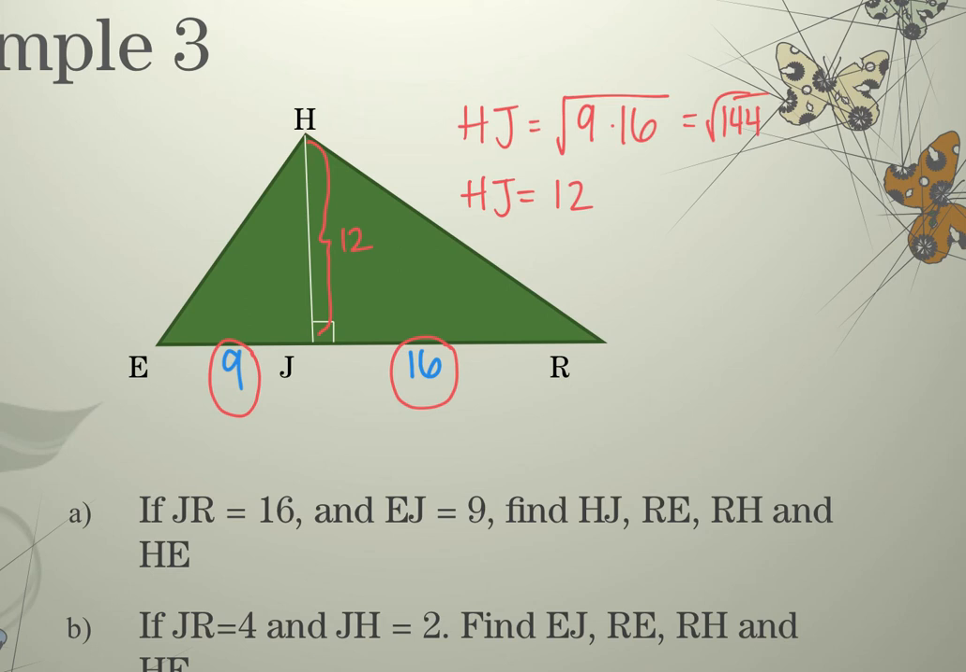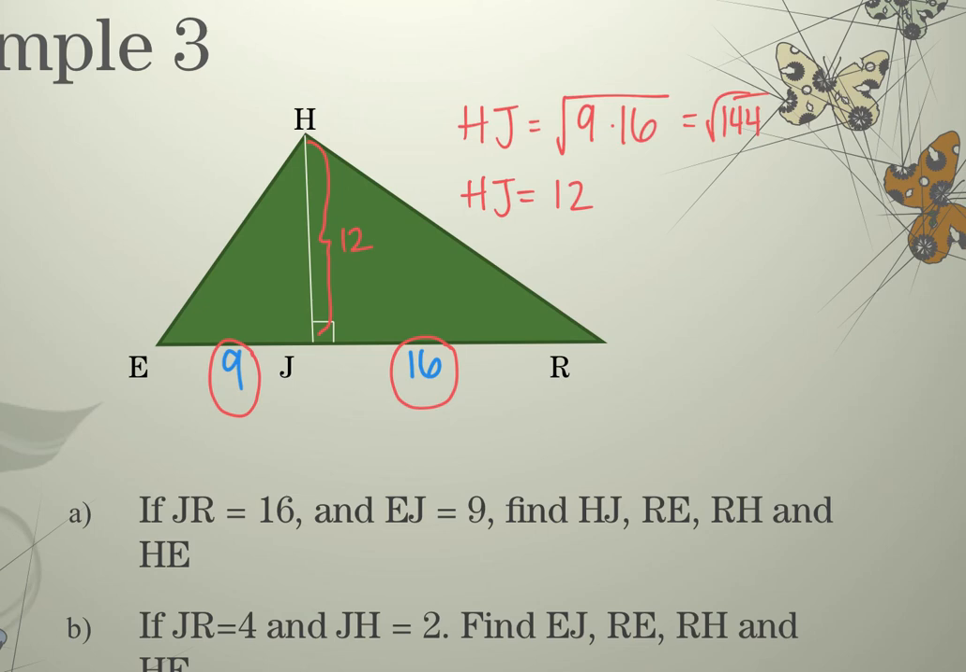Okay, that's when you don't know your altitude, but your hypotenuse was cut into 2 different parts, 9 and 16. That's when you take those 2 segments, multiply them by each other, and take the square root. Questions on that first example?